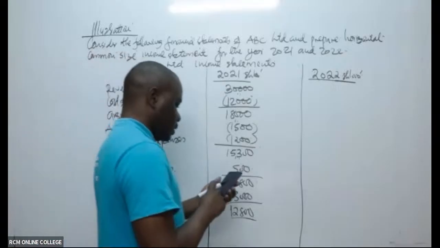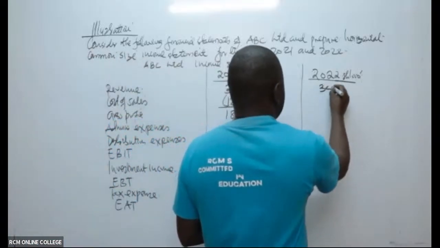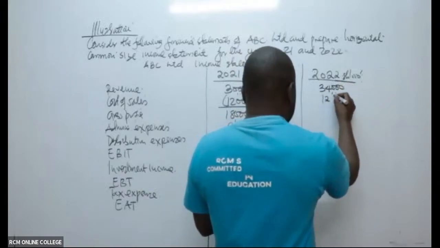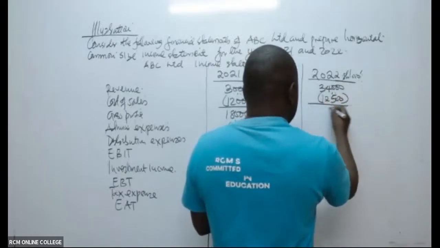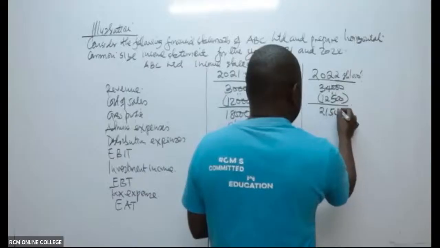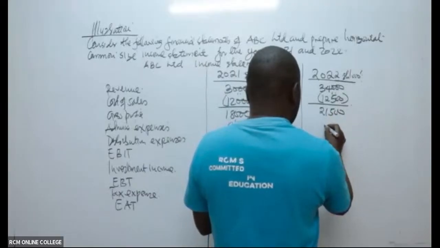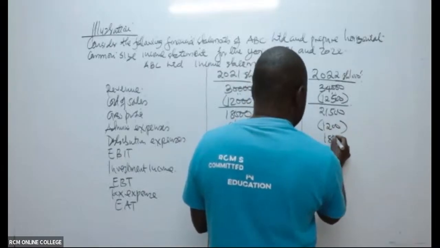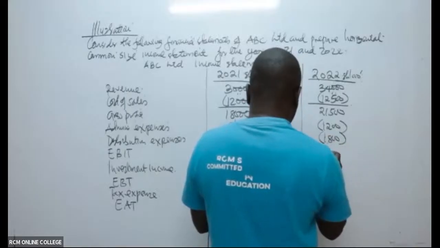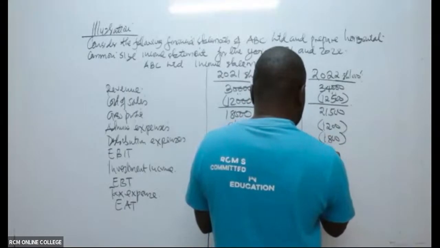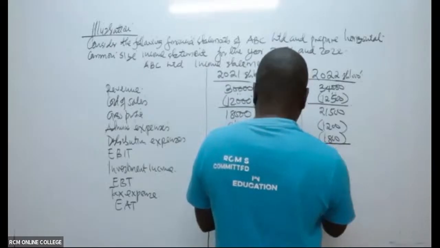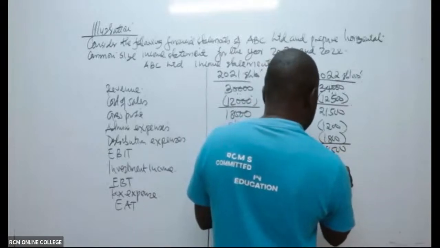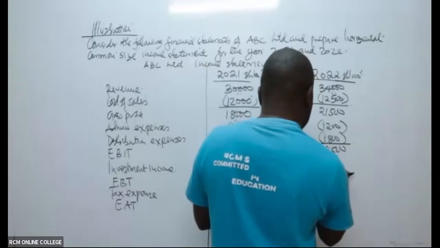So you can also do the same for this one. This one is 34 million. This one is 12,500. That will give you 21,500. Then this one is 1.2 million, this one is 1.8 million, so it will give you 18,500,000. Investment income is 200.